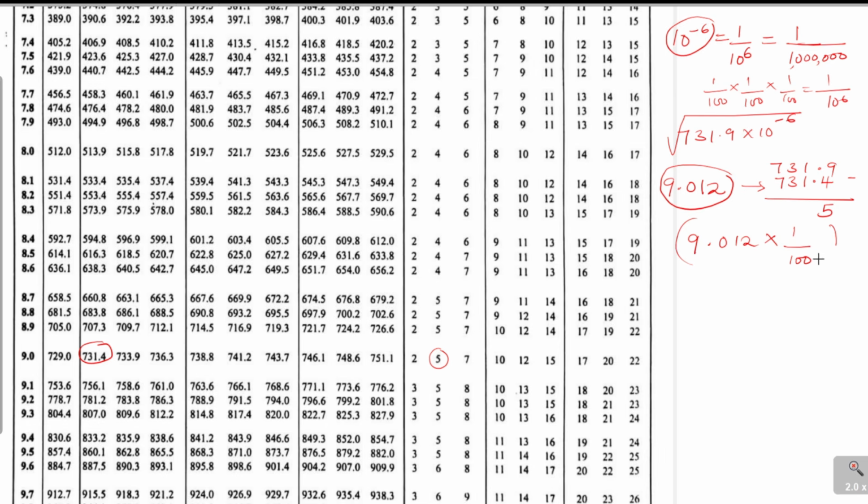So this is now going to give us the solution, because the cube root of 731.9 is 9.012. The cube root of 10 raised to the power negative 6 is 1 over 100. So when you multiply these, you get 9.012 divided by 100. When you divide these, you get 0.09012. That is what you get, approximately 0.0902. So that is the answer.